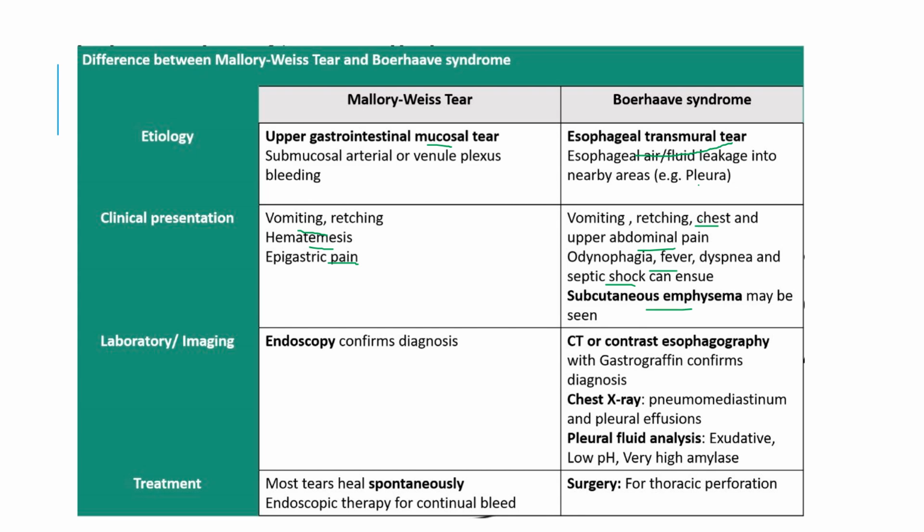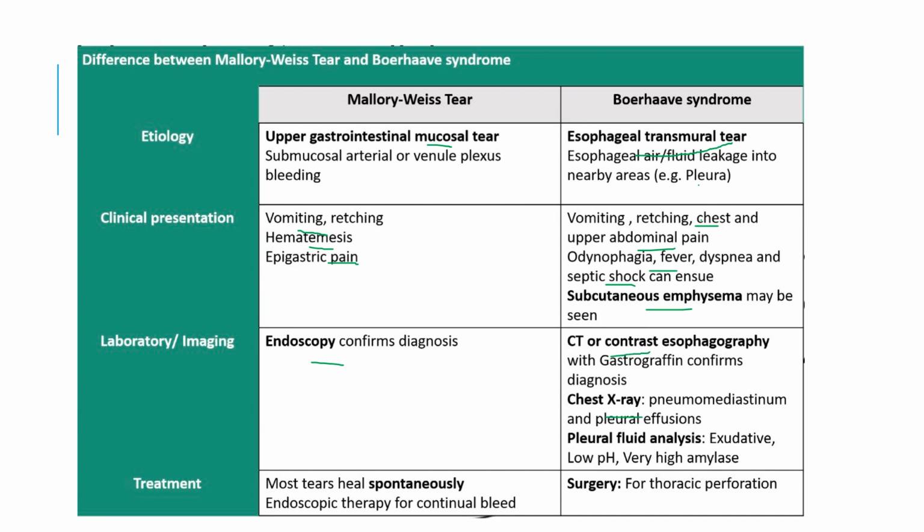Also, we have told about the Hammond sign, which is a crunching sound upon auscultation of the heart due to pneumomediastinum. Endoscopy can be diagnostic for Mallory Weiss. For Boerhaave, you do not attempt endoscopy because the content is already leaked into the mediastinum. You can't do a barium study also, which will again leak into the mediastinum and cause more trouble. So you never do a barium study in Boerhaave. If there is suspicion, you can do a CT or contrast esophagography with Gastrografin.